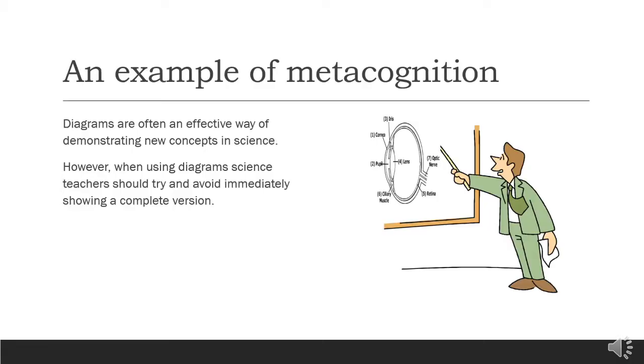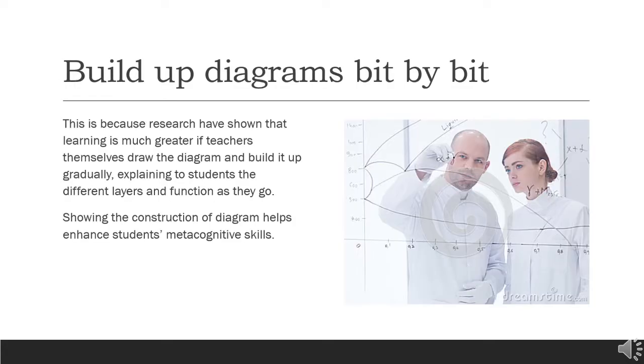Here is an example of metacognition which can be used in science to improve the metacognitive skills of students. As we know, diagrams are an effective way of demonstrating new concepts in science. However, when using diagrams, science teachers should try to avoid immediately showing a complete version. This is because research has shown that learning is much greater if teachers themselves draw the diagram and build it up gradually, explaining to students the different layers and functions as they go. Showing the construction of a diagram helps enhance students' metacognitive skills.